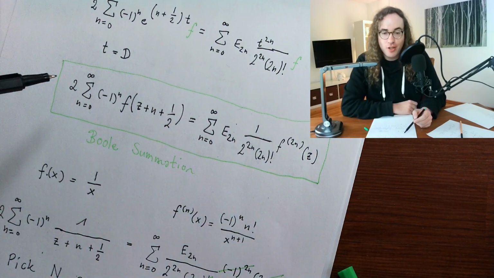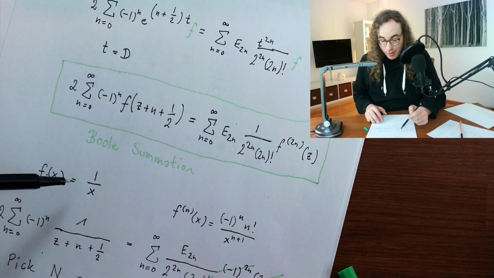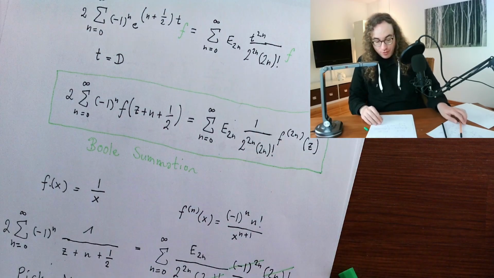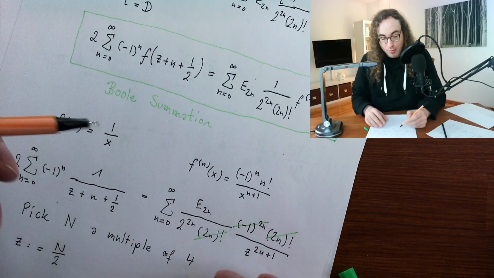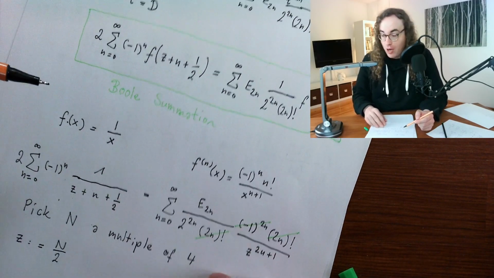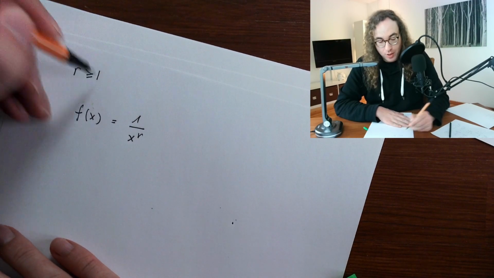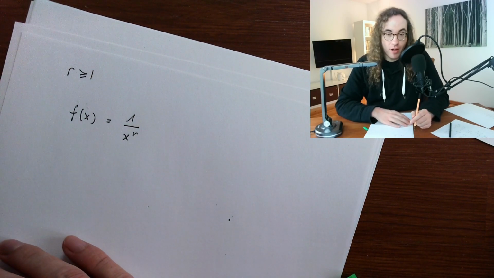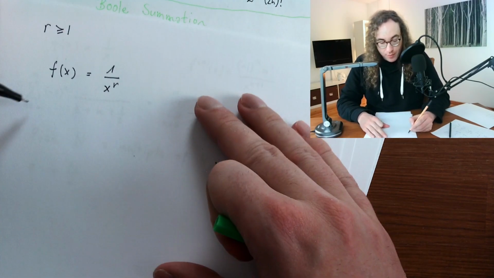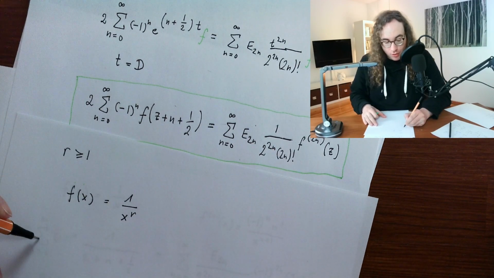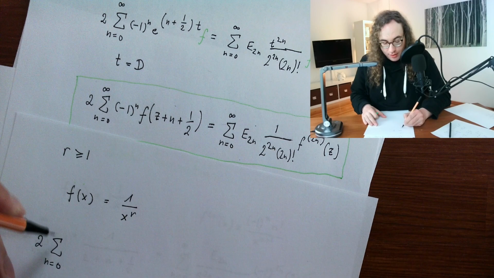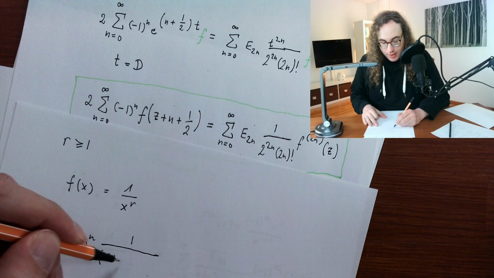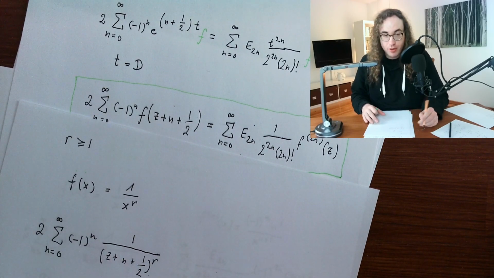We've just used this function now for f being 1 over x, but you can use this strategy in a much more general setting. Another cool application, which is very close nearby, is if you just replace 1 divided by x by a power. Let r be some integer, and let's assume maybe at least 1. The case r equals 1 would be a special case of the consideration we've done so far. So the left-hand side now becomes 2 times the sum from 0 to infinity of the alternating sum minus 1 to the n, now divided by z plus n plus 1/2 to the rth power.